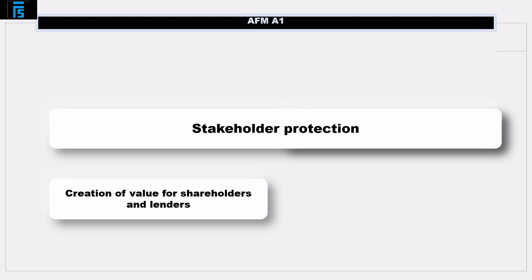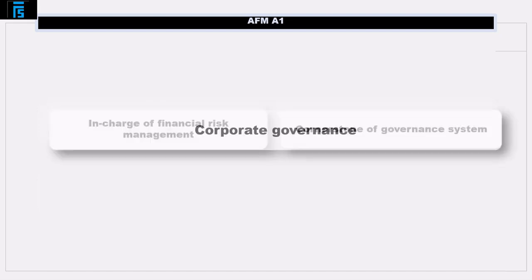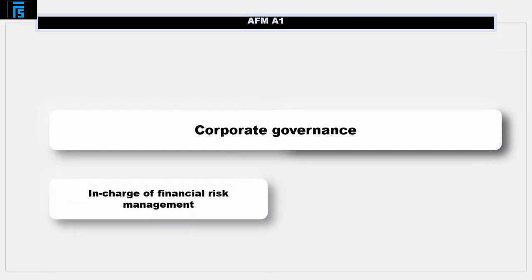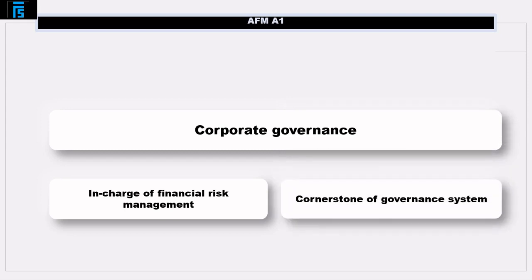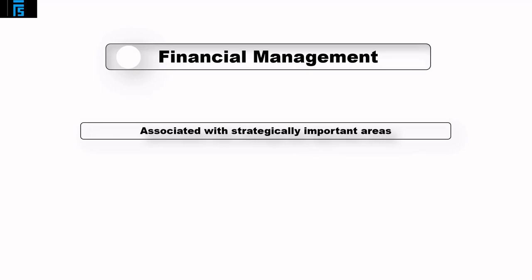This is accomplished by evaluating investment opportunities and optimizing the firm's cost of capital. Another area, corporate governance, is also linked with the role of the financial manager, who is typically in charge of the company's financial risk management. That process is one of the cornerstones of the governance system in every company. As you can see, financial management, as realized by the financial officer, is associated with each and every one of the strategically important areas of a company's activity.